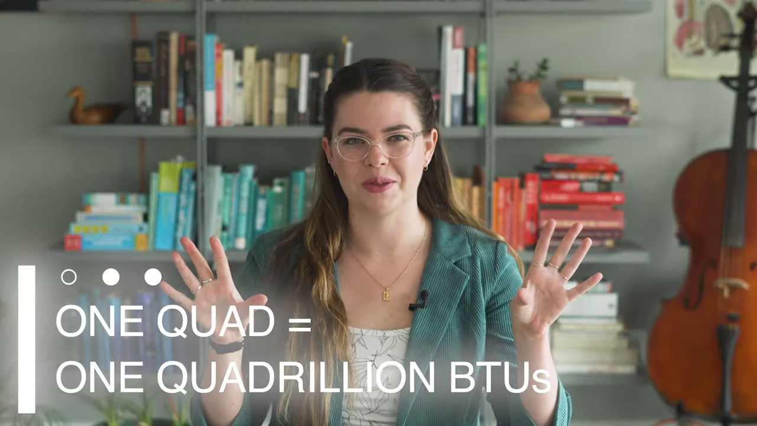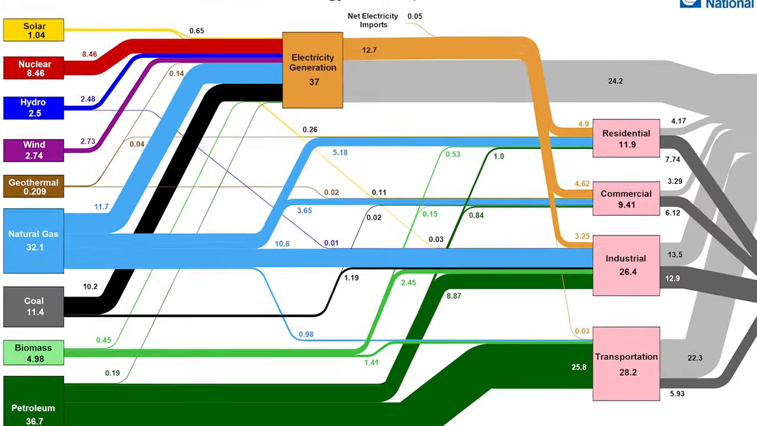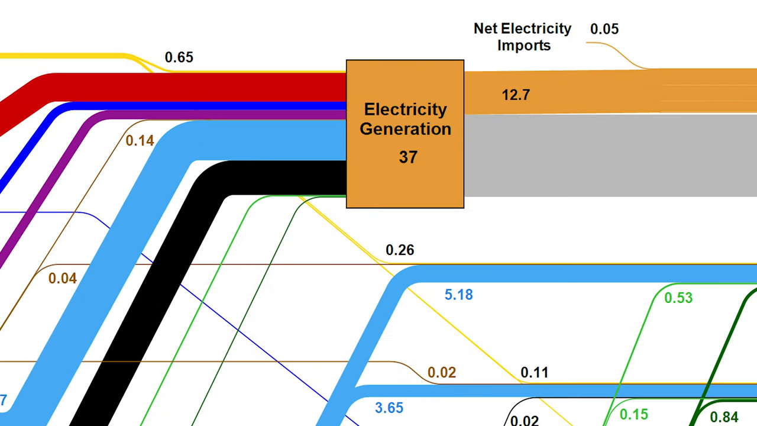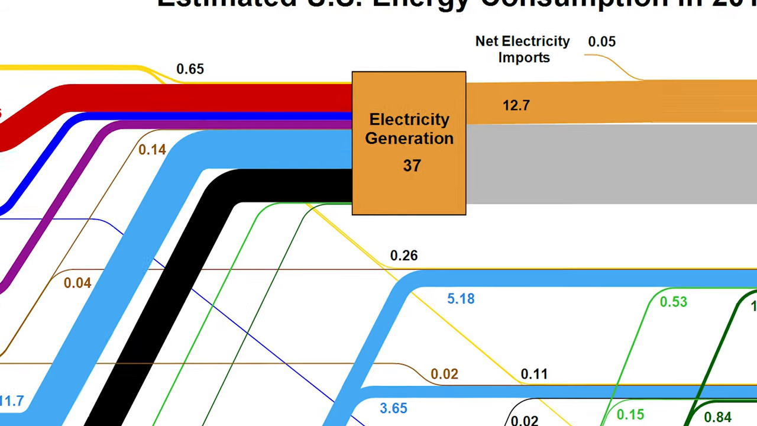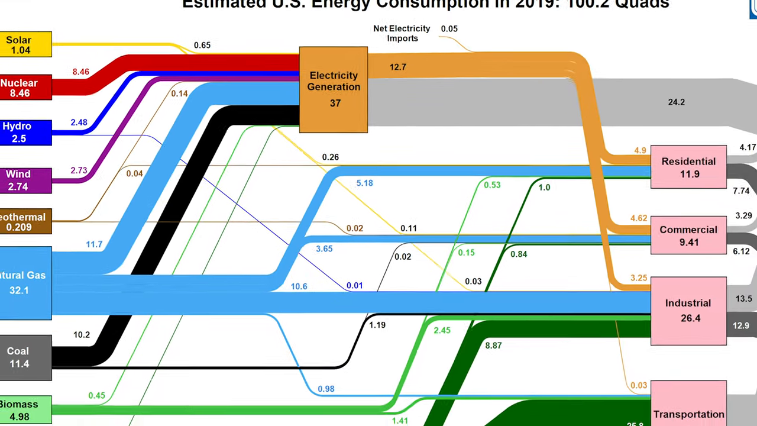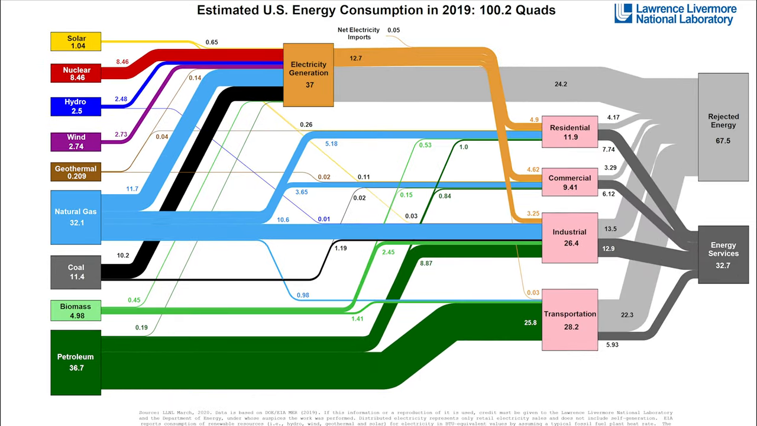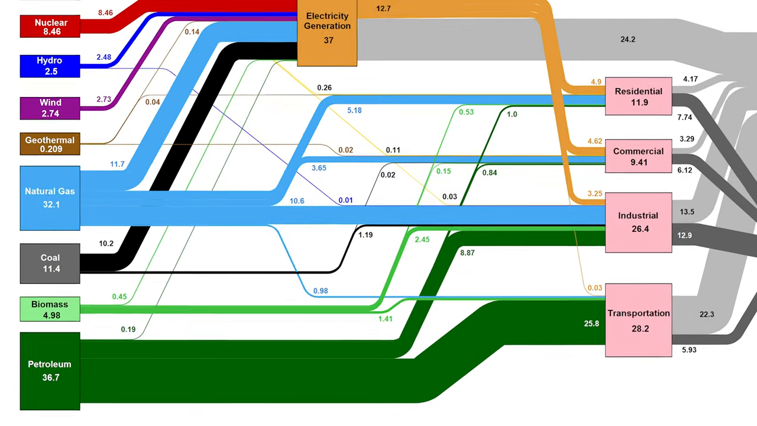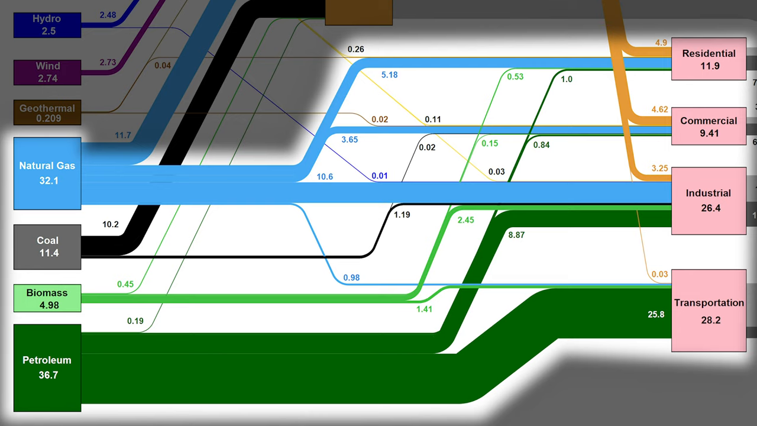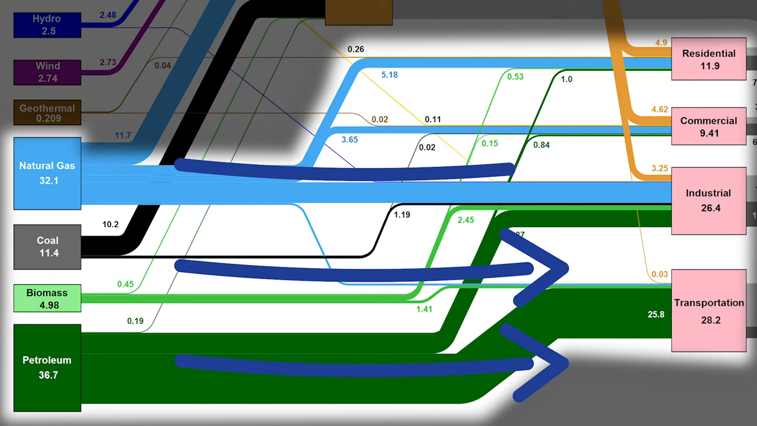Okay, back to the flowcharts. Electricity generation, which is in the middle of the chart, is a really important piece of the energy system where many different resources are transformed into a totally different type of energy carrier. Outside of electricity generation, you can also see that there's a bunch of areas where we use energy resources that have undergone minimal processing between how they were extracted and how they were used.